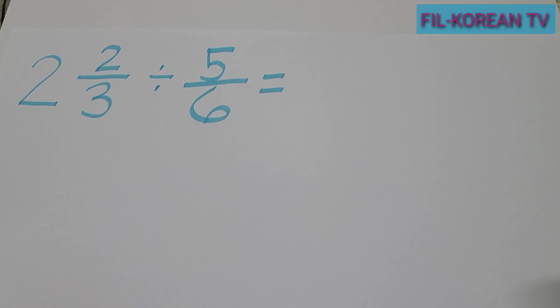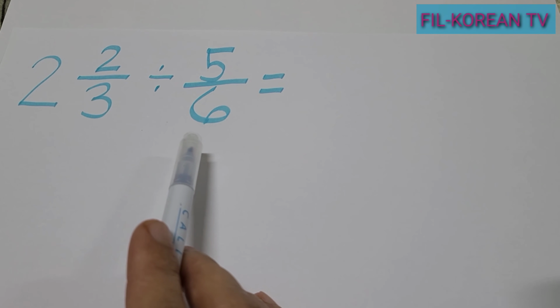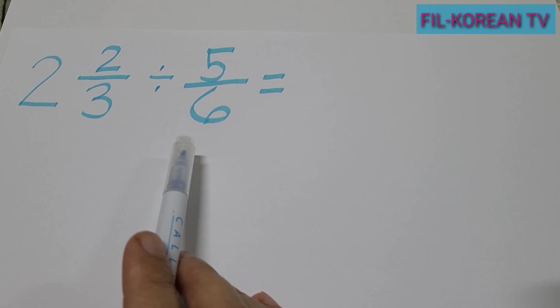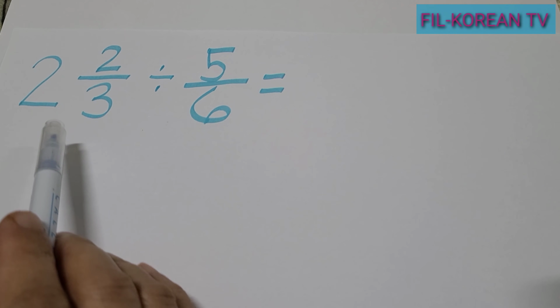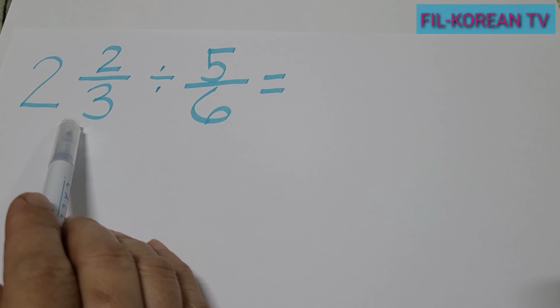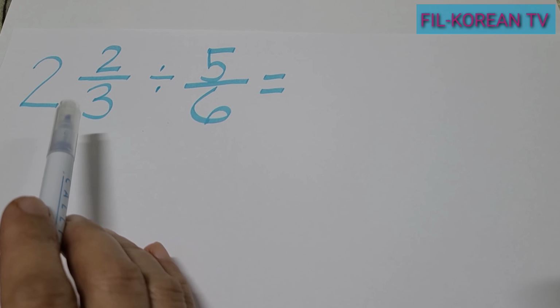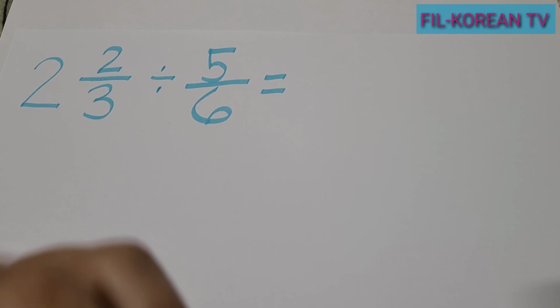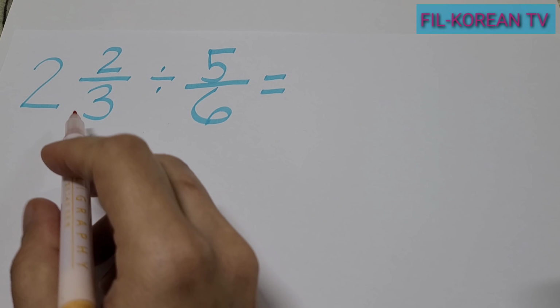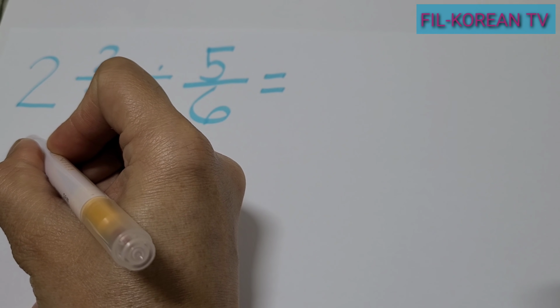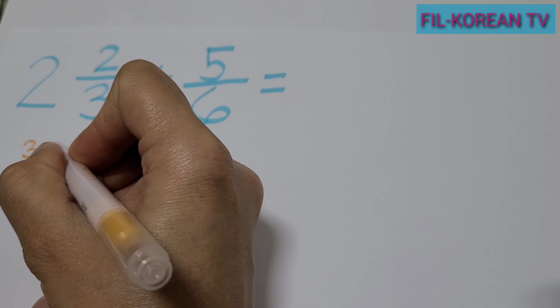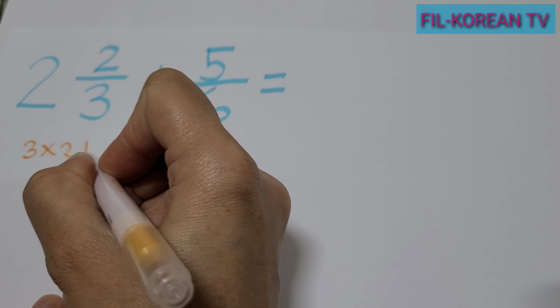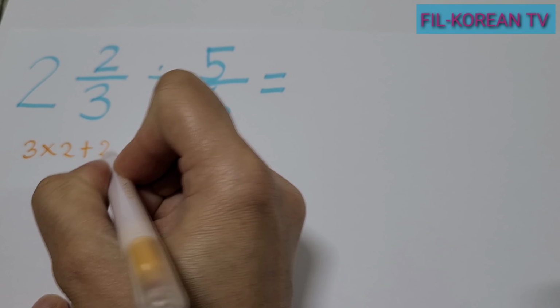So, we will divide the mixed number by a fraction. To divide mixed number by a fraction, we will change the mixed fraction into improper fraction. And then, we will get the reciprocal of the divisor and then we will multiply the two. Okay, gawin natin itong improper fraction. I-multiply natin ang denominator sa whole number at ipa-plus yung numerator.